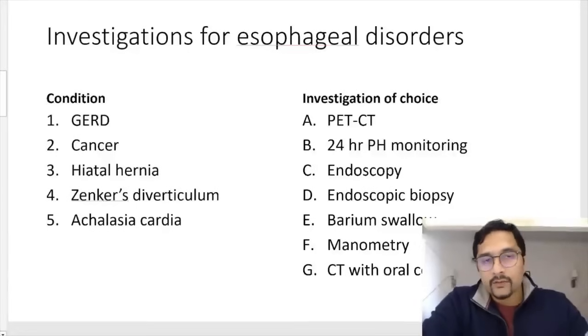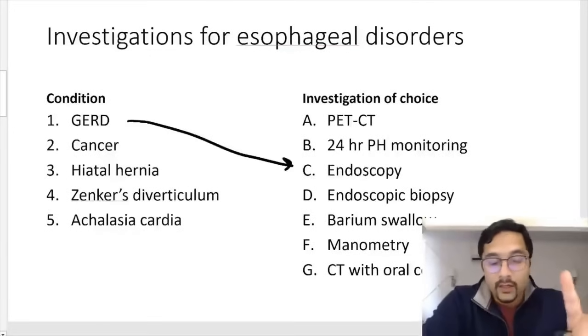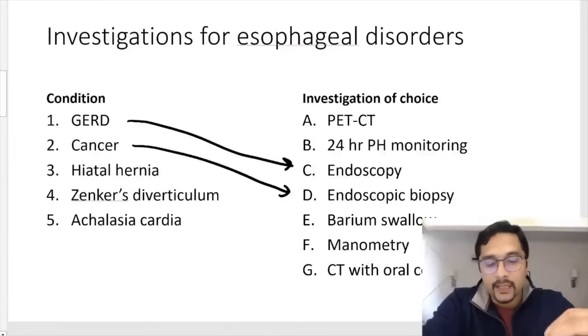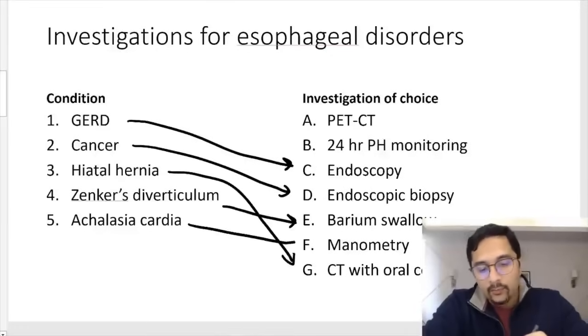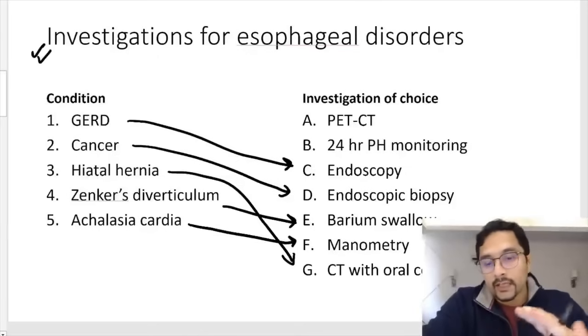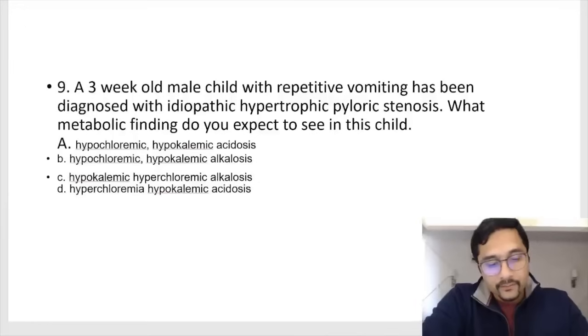So, investigations for esophageal disorders, match the following. We have GERD, I told you, the investigation of choice is endoscopy, not 24-hour pH monitoring. Cancer is endoscopic biopsy. Hiatal hernia is CT with oral contrast. Zenker's diverticulum is barium swallow. And achalasia cardia, motility disorders, is manometry. So, please remember, if you remember this table, you can easily answer questions regarding the investigations for esophageal disorders.